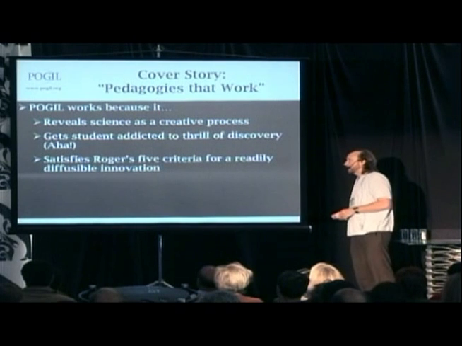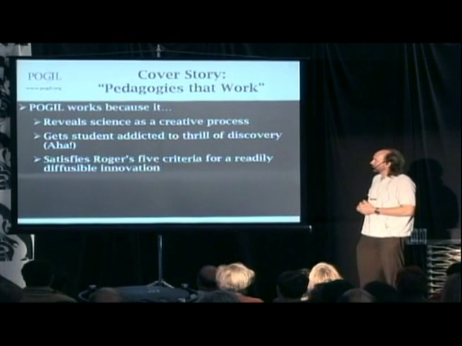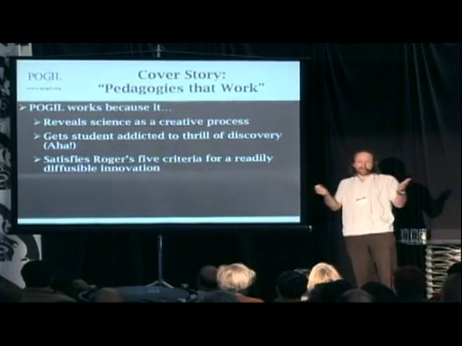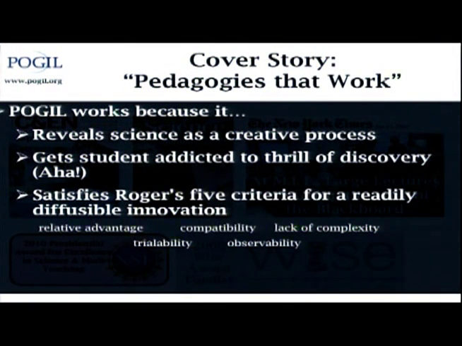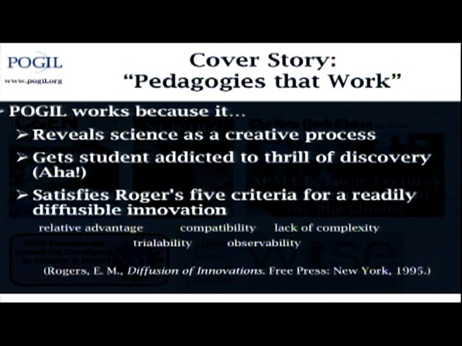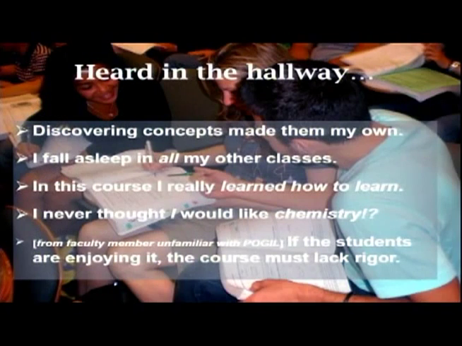So, and finally, it satisfies what's called Rogers' 5 criteria for a readily diffusible innovation, which many of you are diffusing innovation, so I thought I'd throw this up here because you might be interested. But relative advantage, compatibility, lack of complexity, trialability, and observability. So if you want to look that up, Rogers wrote a book on how to diffuse innovations. Okay, it's very widely read in the marketing world.